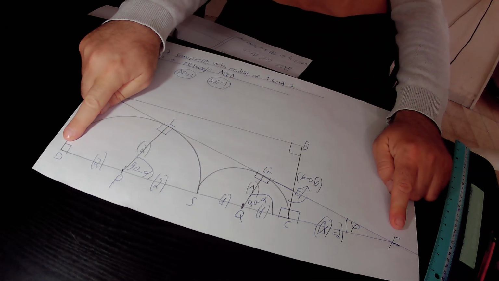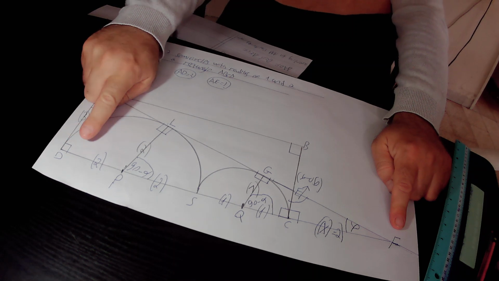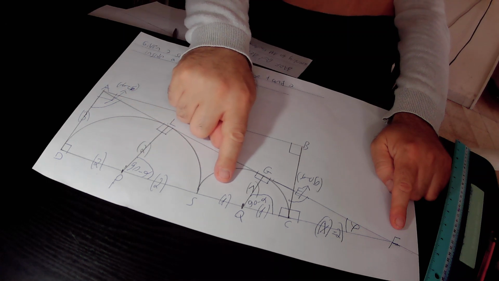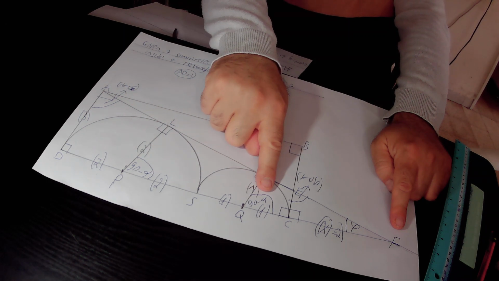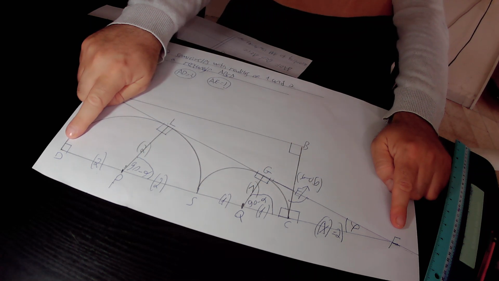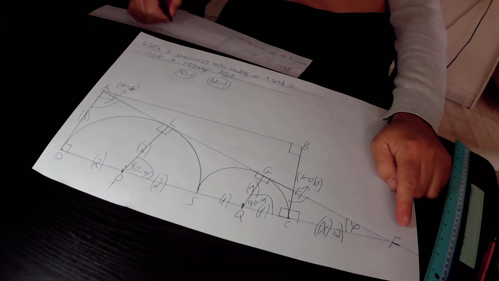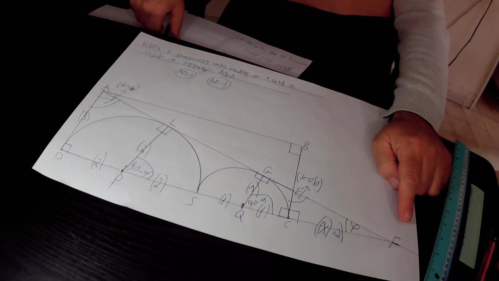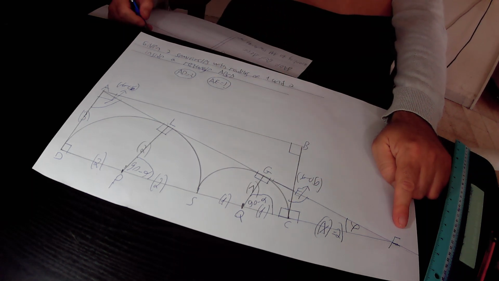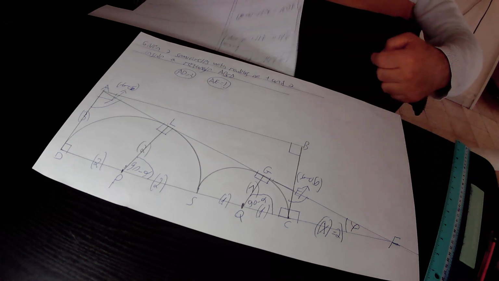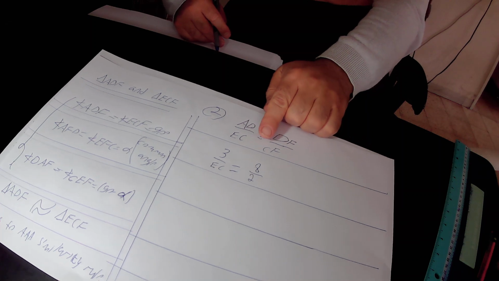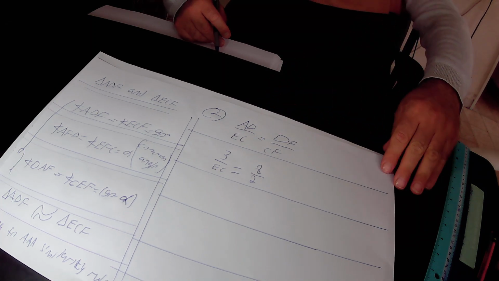DF in total equals 2 plus 2 plus 1 plus 1, that is 6 in total, and 6 plus 2 is 8. So DF in total equals 8 over CF. CF equals 2. So in total I should find out that 3 over EC equals 8 over 2. 8 over 2 is 4, so I write it down.